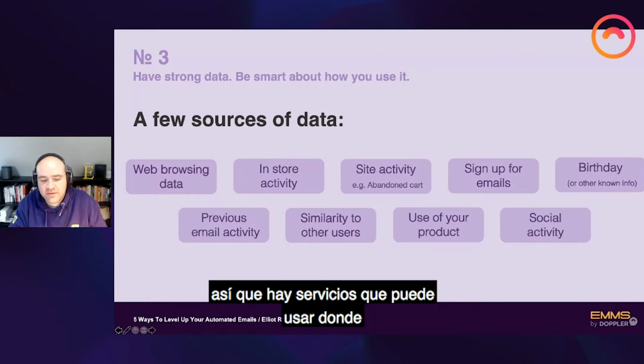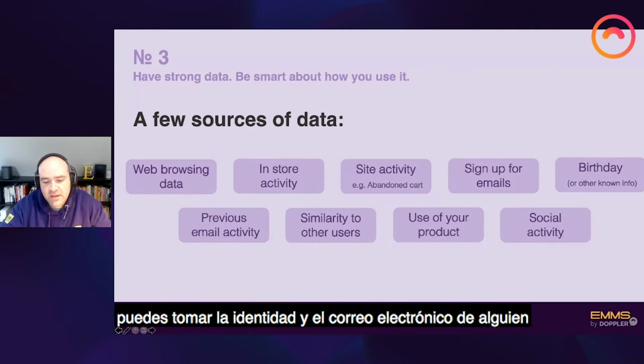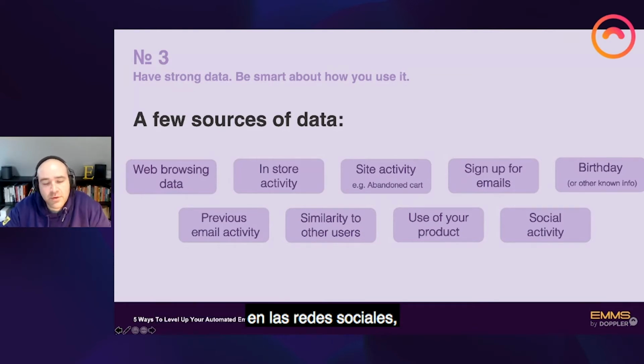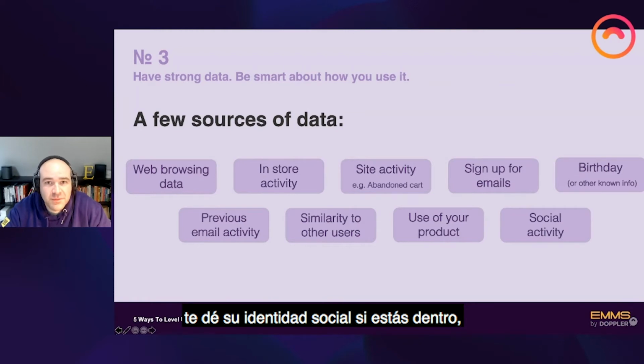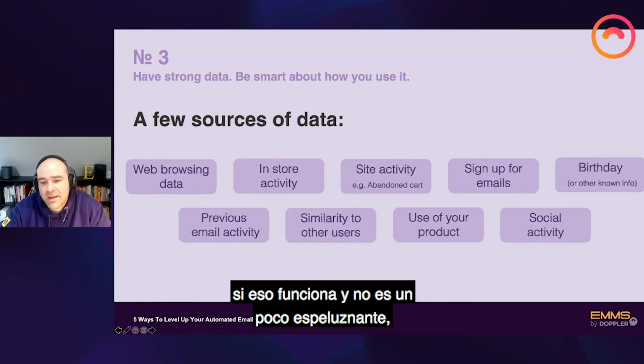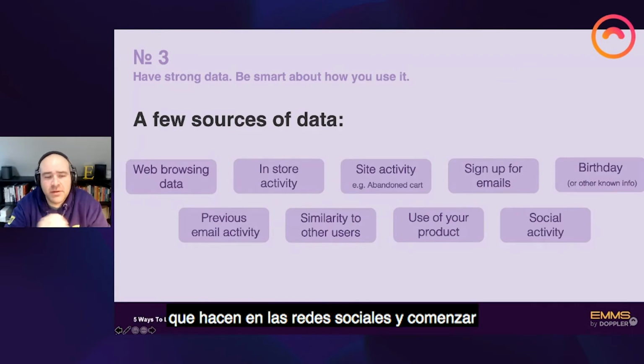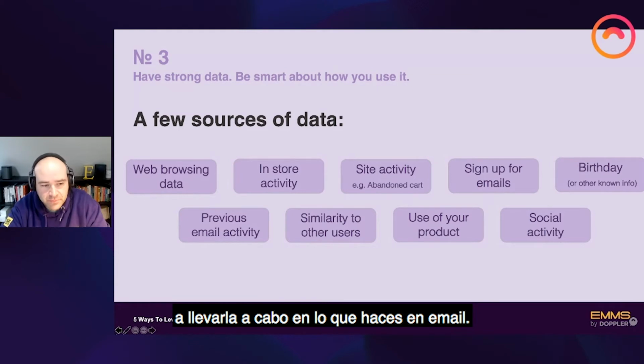So there's services you can use where you can take someone's identity and email and try to append that to what's going on social, or you could just get people to give you their social identity if that works and isn't kind of creepy. That means that you could start taking the activity they do on social and start pulling that through into what you do in email.